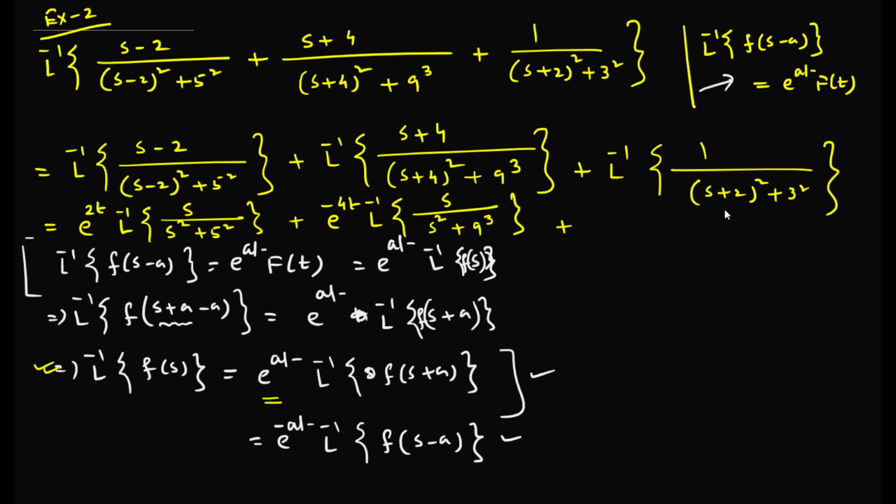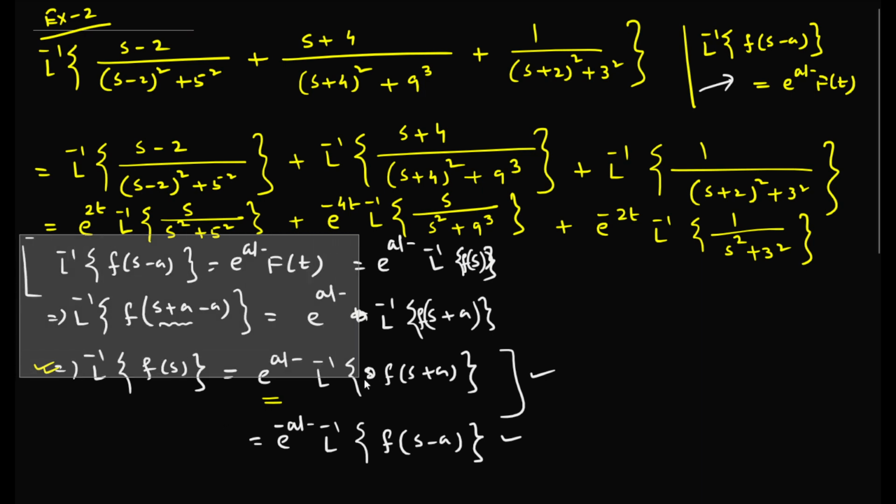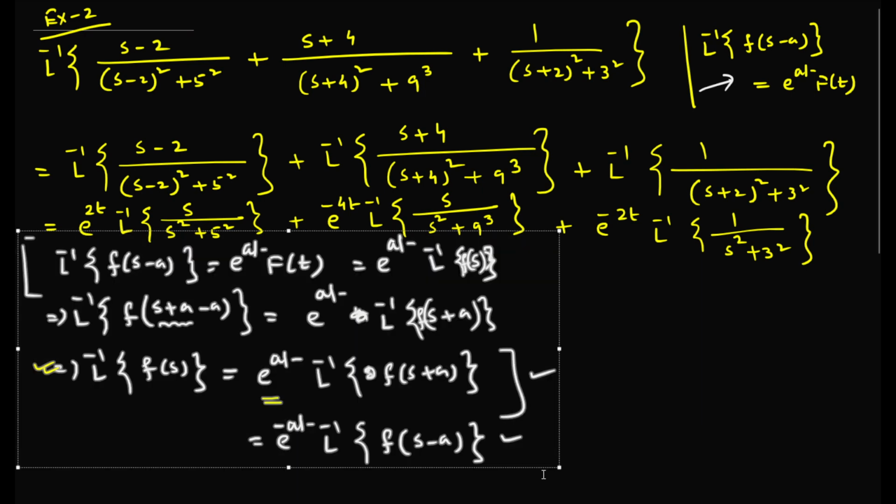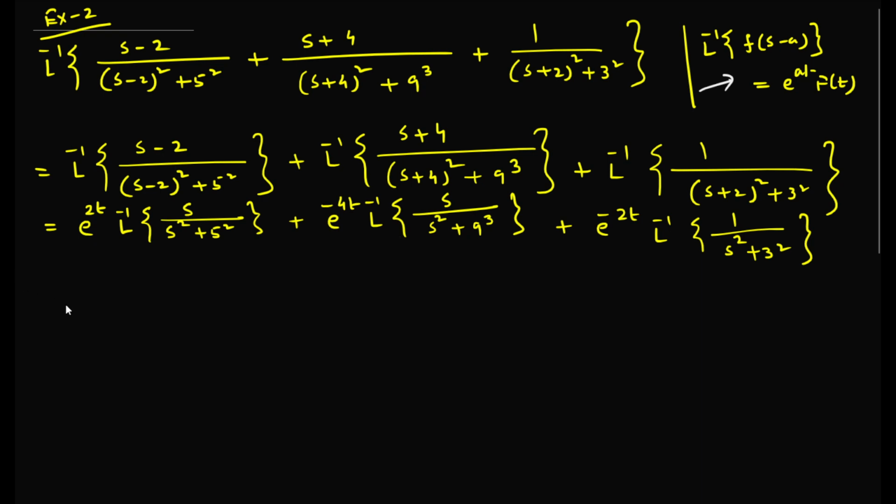And then let me say what we are going to write here. It is plus now. If it is plus, then e to the power minus 2t, L inverse of 1 divided by s square plus 3 square. Okay, is it clear? So it's very simple. Just you have to remember this particular part. Now it is very easy. E to the power 2t.